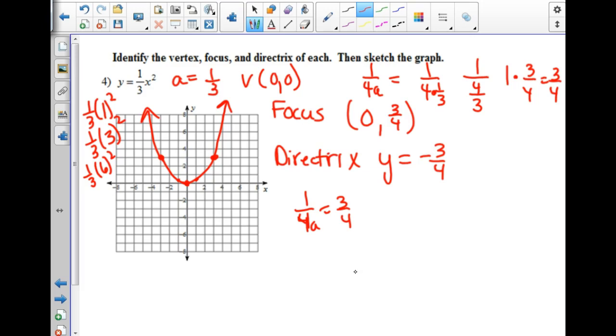H and K are not always going to be 0. Actually, I could maybe graph this one, at least show where these things are. 0, 3/4, at least I could plot it right there. There's your focus. And then your directrix line would be down here.